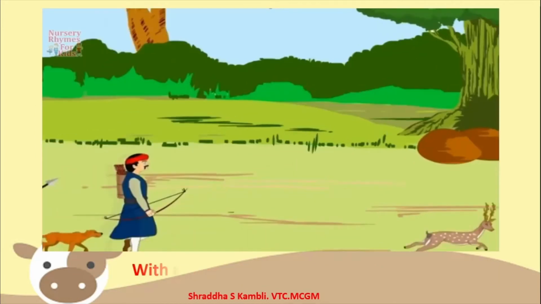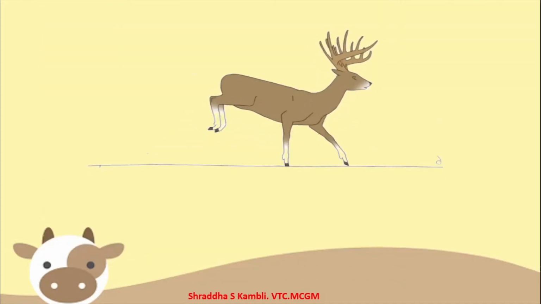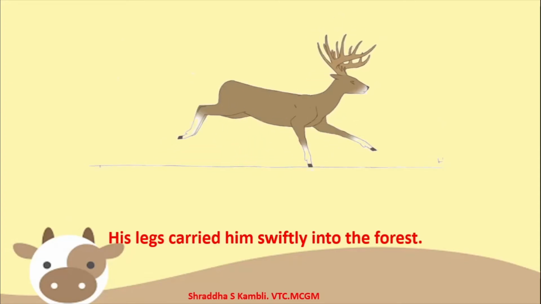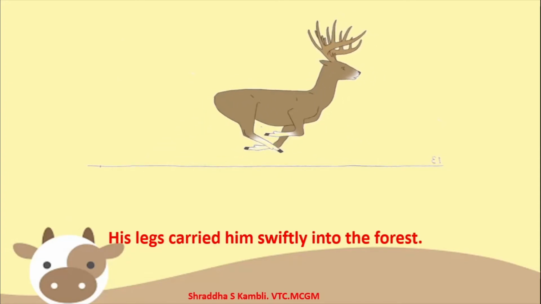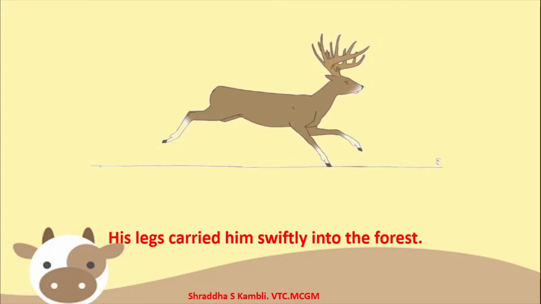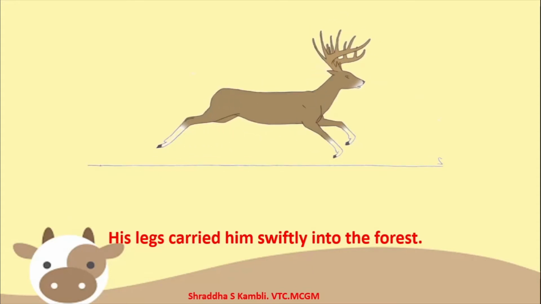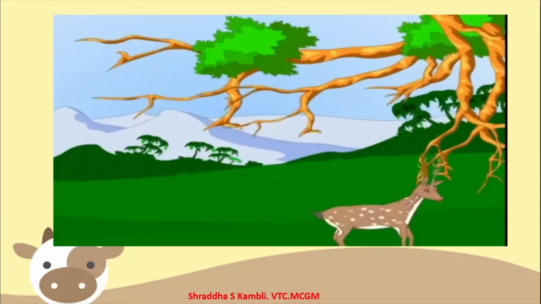So what did he do? He turned around and he bounded away. So you can see here, he quickly took a turn and he bounded. Bounded means he ran away from there. Now, his legs, even though they were very thin, very ugly, very dirty, carried him swiftly into the forest. The legs allowed him to run away from danger. Now the hunters also started running after the stag. The stag was running and running.